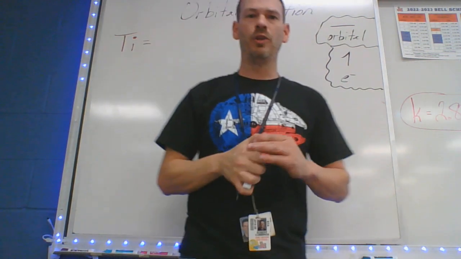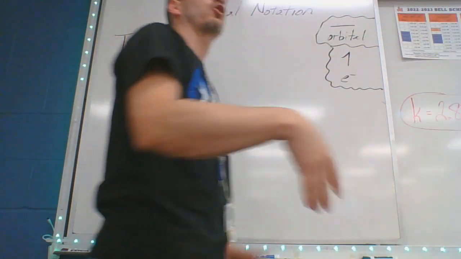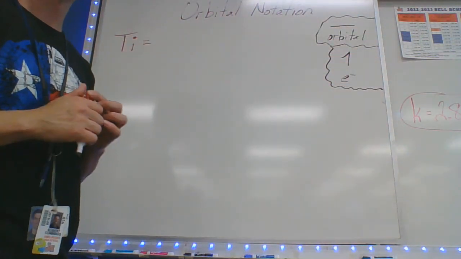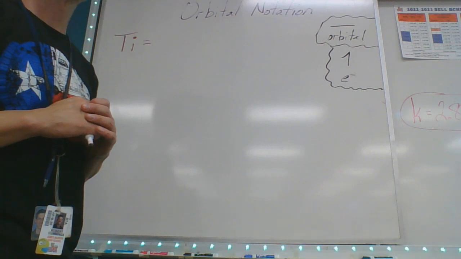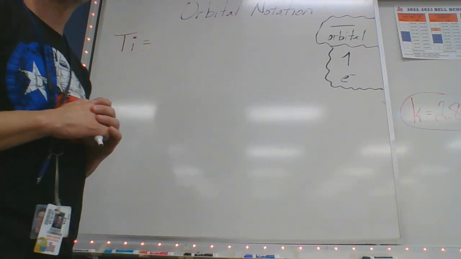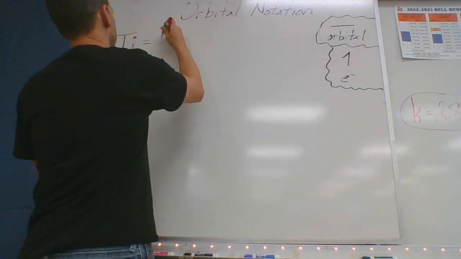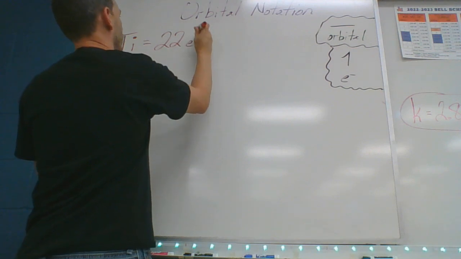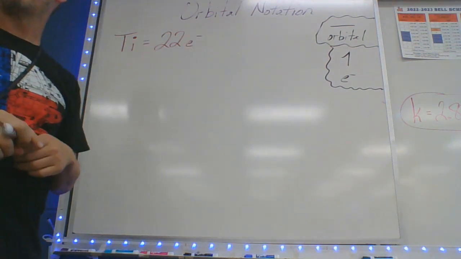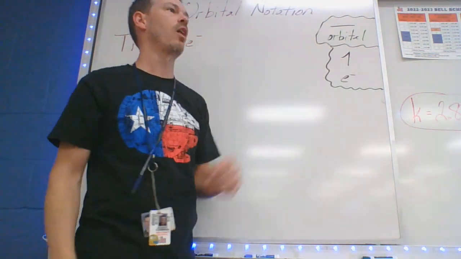Let's do the orbital notation for titanium. And let's go over to cluster two and talk to 2-1. Hey, 2-1, how many electrons does titanium have? He's kind of middle left, Ti. 22. Everybody see where the number 22 comes from? All right, so right now we know for sure that we're going to be drawing 22 arrows.